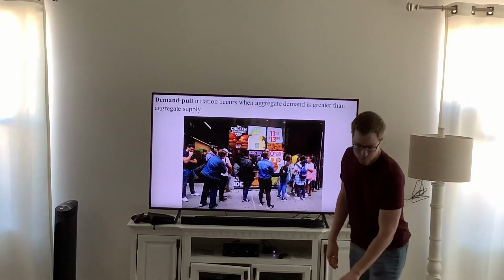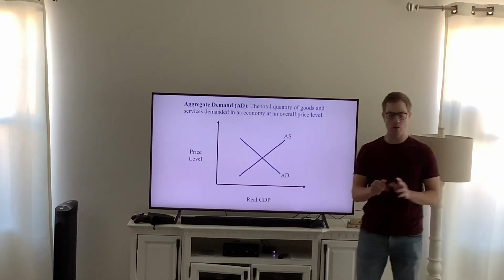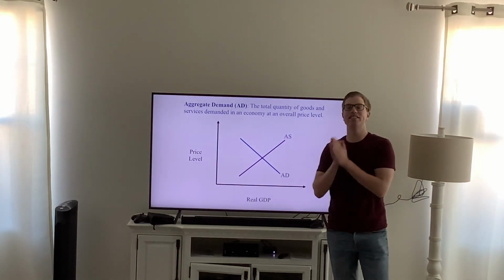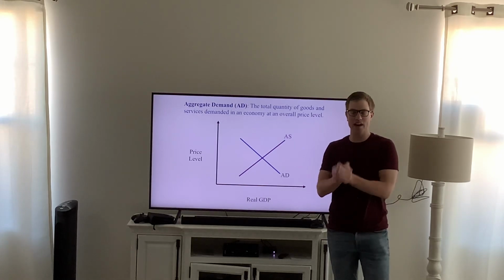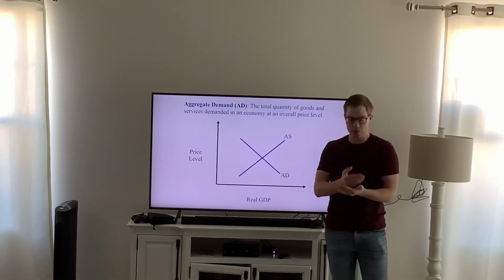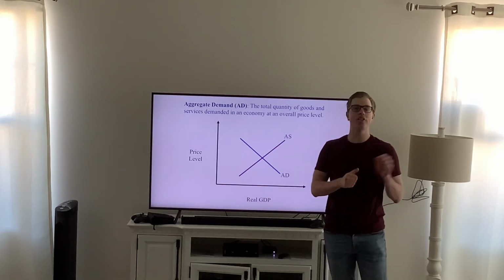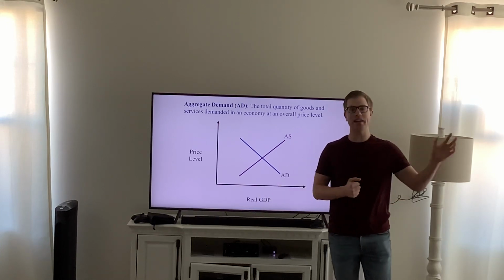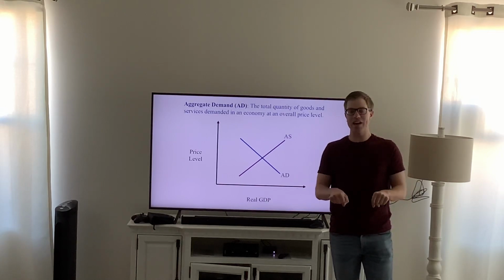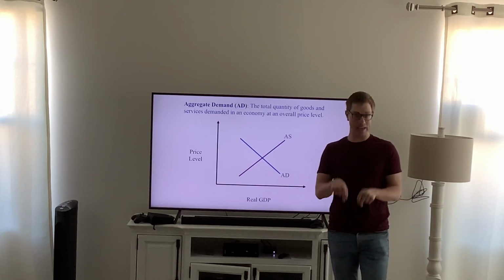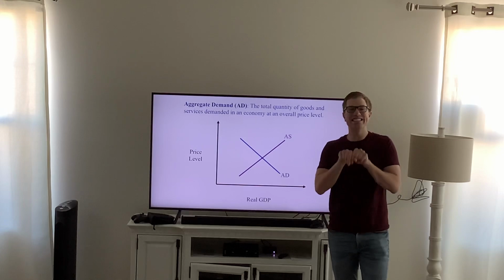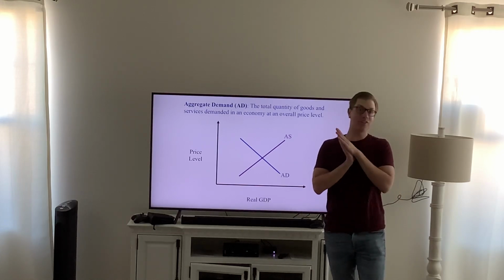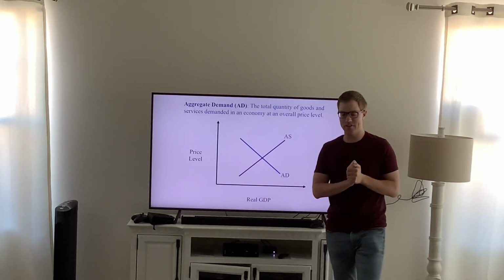When we use the word aggregate, we're talking about the total quantity of goods and services. So it's not just one good, it's every single good in the economy. So think about the total demand of all the products and all the services that are out there. Are we demanding more of them, or are we demanding less of them? Think about right now during the COVID-19 pandemic. Demand is down. And if demand is down, well, we actually could be having deflation, but more on that in the next video.